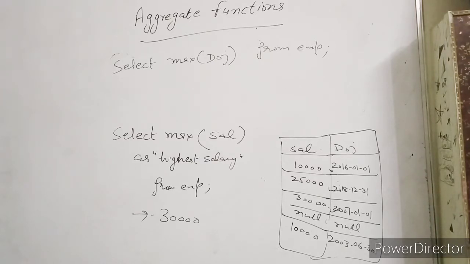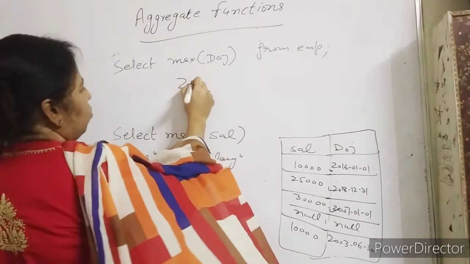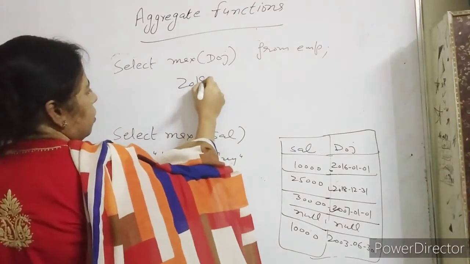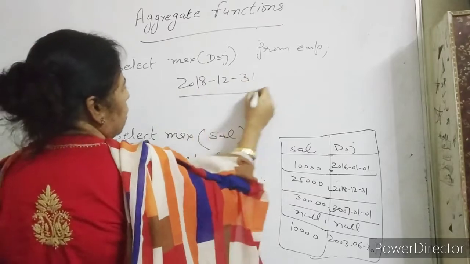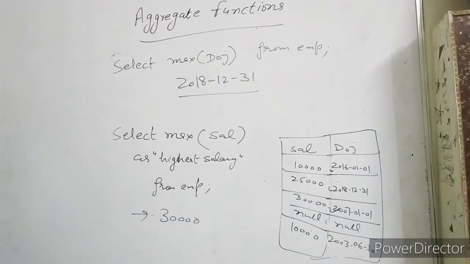First date is 1st January 2016. Second is 31st December 2018. Then 2007 1st January. 2003 30th June. Which is the highest date? 2018 31st December. You will get 2018-12-31. Clear? Highest date you will get. This function works for date as well as for numeric values also.